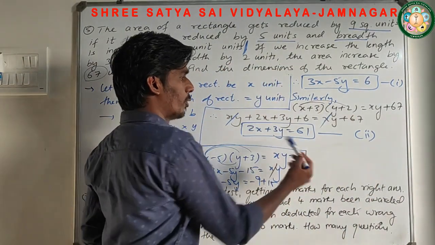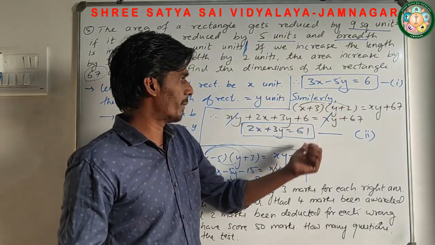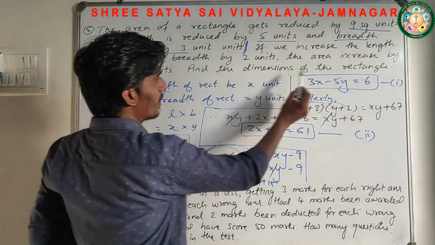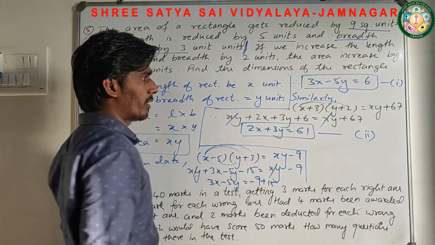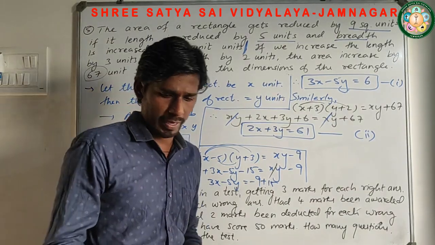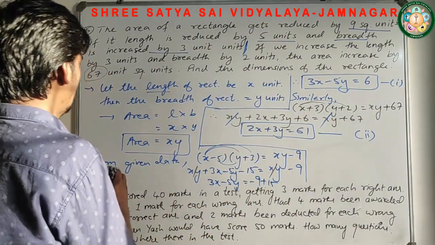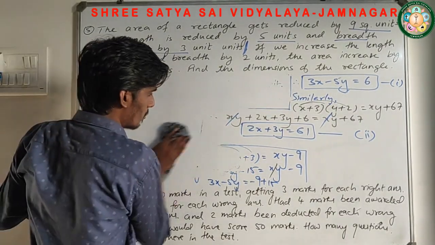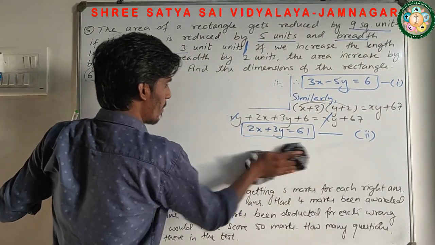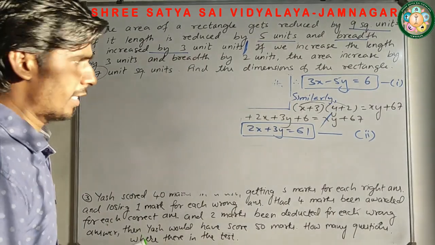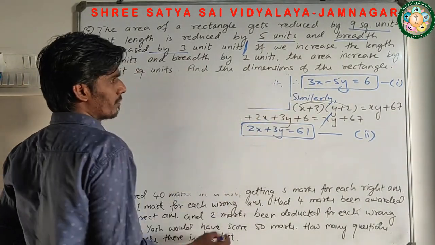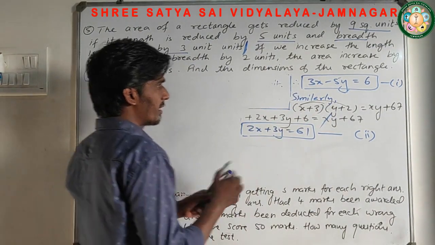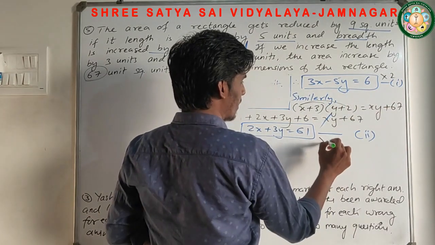So this is your equation 2. By solving equations 1 and 2, you can use any method, and try to find out the values of x and y. That is what we are supposed to find here: the dimensions of the rectangle. So by solving these two equations, you will get the values of x and y. Let's solve it. Here 3, here 2, here 5, here 3. Let's multiply this equation by 2 and this equation by 3.